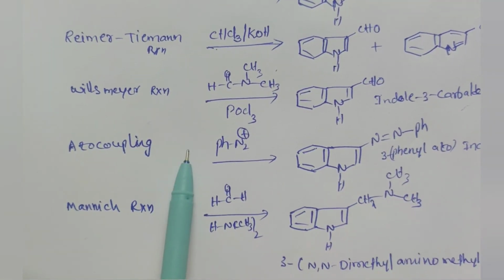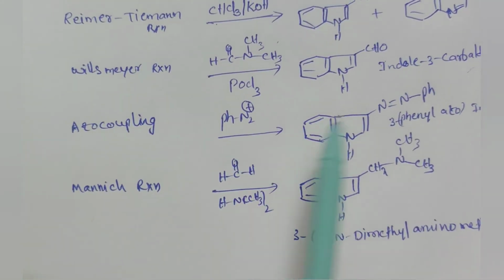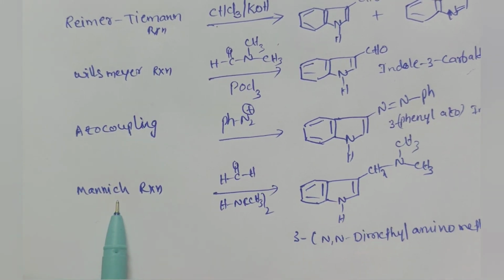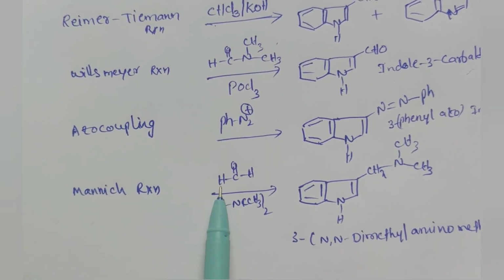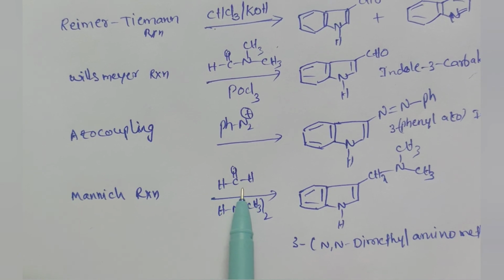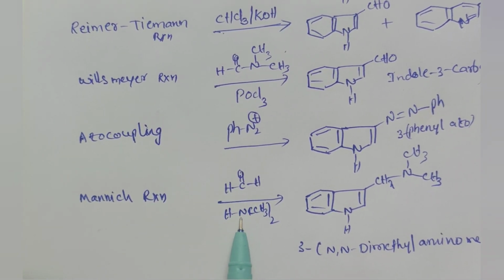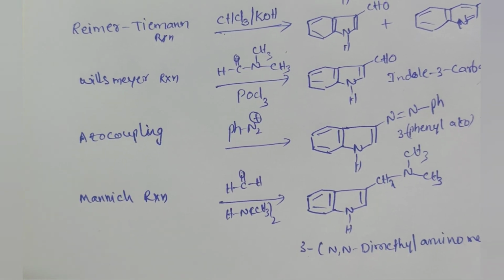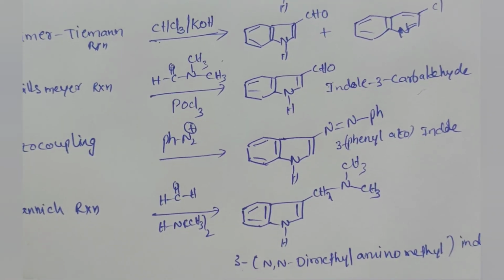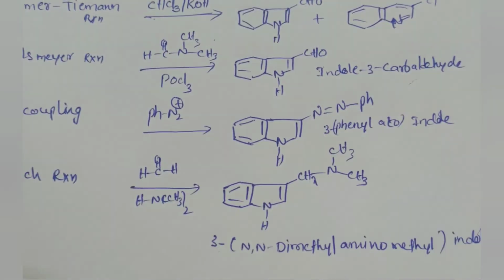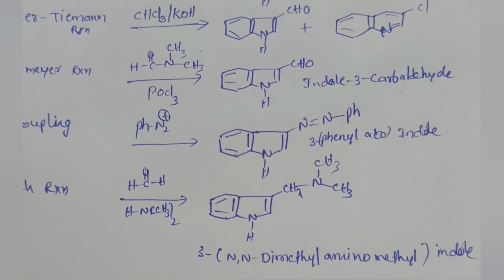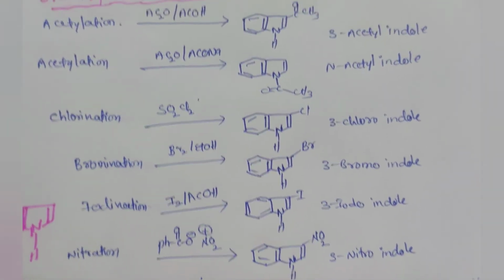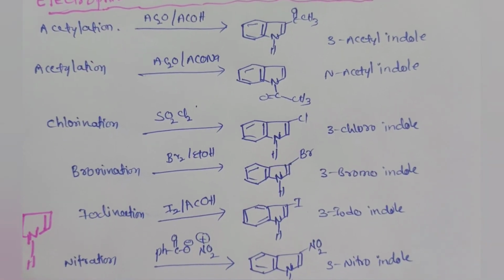And indole also undergoes azo coupling, and we get 3-phenylazoindole. This also shows the Mannich reaction. In the Mannich reaction, indole reacts with formaldehyde and a secondary amine, and we get 3-N,N-dimethyl aminomethyl indole. So these are some electrophilic substitution reactions exhibited by indole.